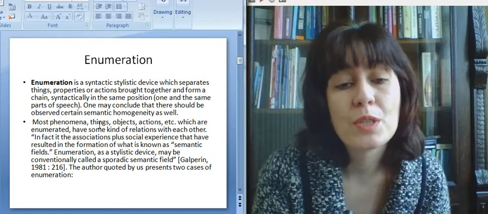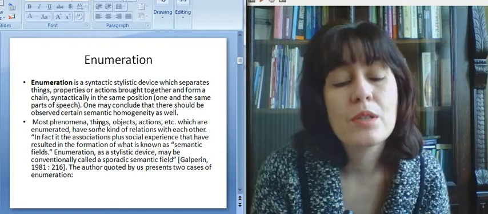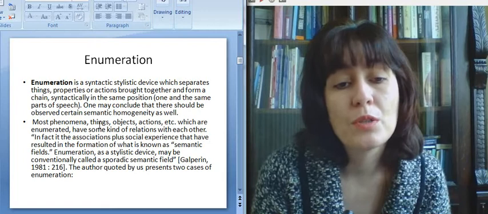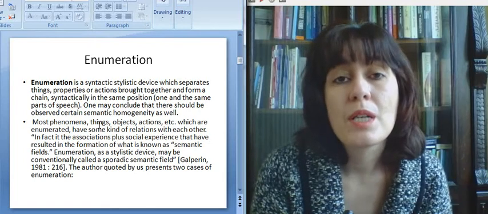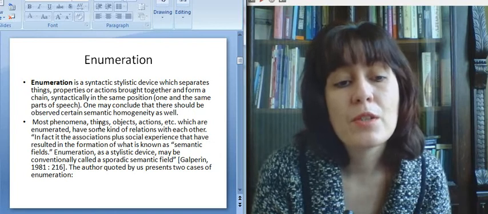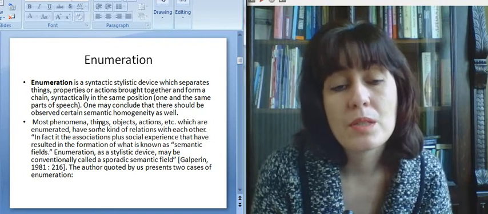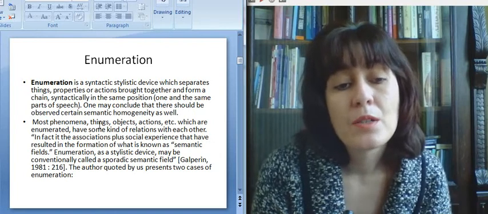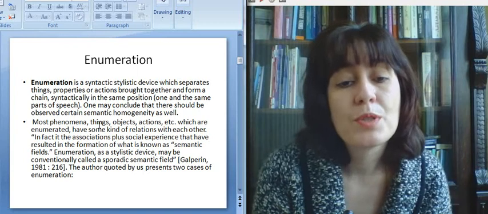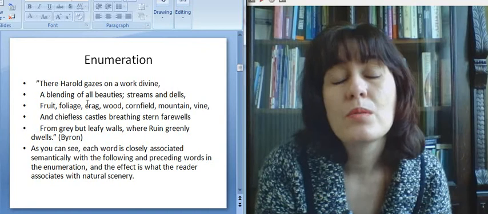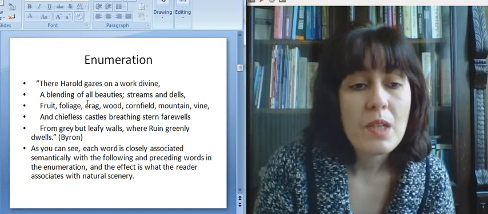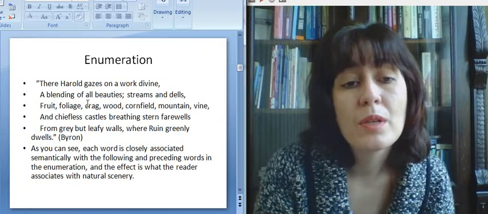In fact, it is the associations plus social experience that have resulted in the formation of what is known as semantic fields. Enumeration as a stylistic device may be conventionally called a sporadic semantic field. So the author quoted by us presents two cases of enumeration. And now let us deal with examples.